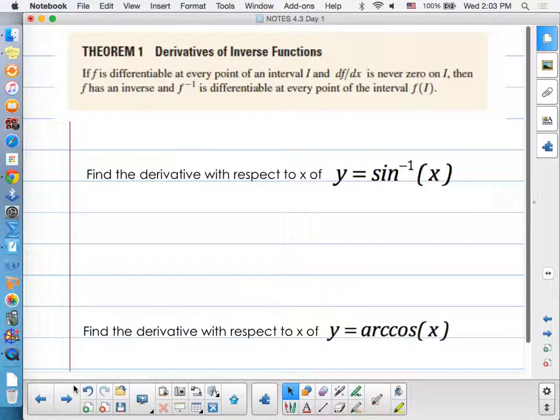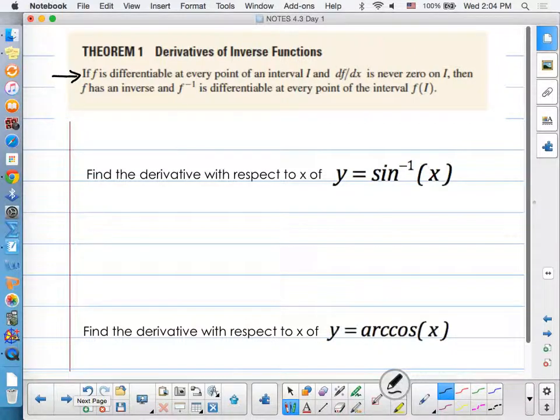So the derivatives. Instead of just giving you all 6 derivatives, which seem to come out of nowhere, we're just going to find the derivatives for inverse sine and inverse cosine, with the understanding that if the original function, theorem 1 up here, is differentiable at every point on some interval, and is never 0 on that interval, then the inverse also is differentiable at every point on that interval. So sine is differentiable on a lot of intervals, and therefore inverse sine is as well.